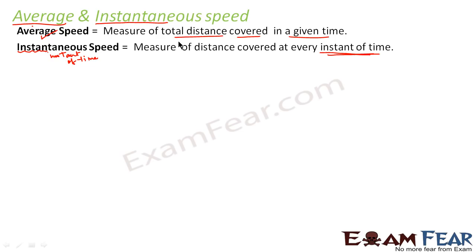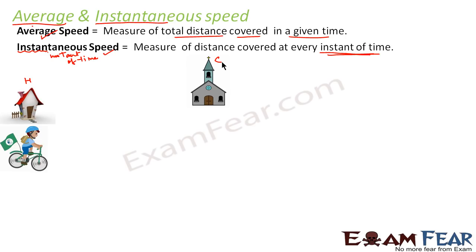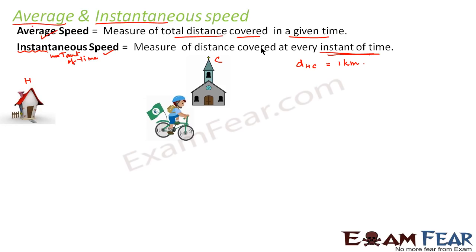We will take an example which will make the concept of instantaneous speed and average speed very clear. Let us see here. This is Ronnie's home and this is the church, and this is Ronnie. Let us consider the distances first. Suppose the distance between Ronnie's house and the church is 1 kilometer, and Ronnie travels from his home to the church and covers this 1 kilometer in 1 hour. That means the time taken is 1 hour for this particular journey.